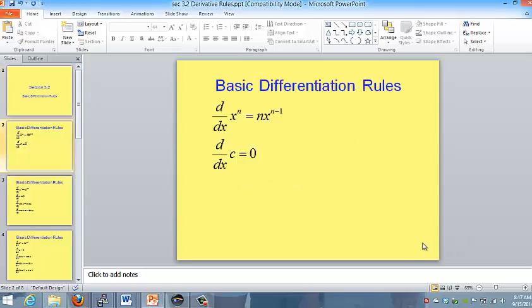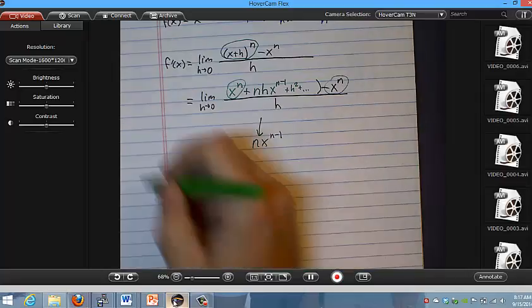Here are some rules. The second rule. You notice the first rule is the one I just mentioned. And then the next one says if you have a constant function, then its derivative is 0. Does that make sense to you? Why? Because if it's a constant, it's just a horizontal line. And if you take the derivative of that, it still is not existent.